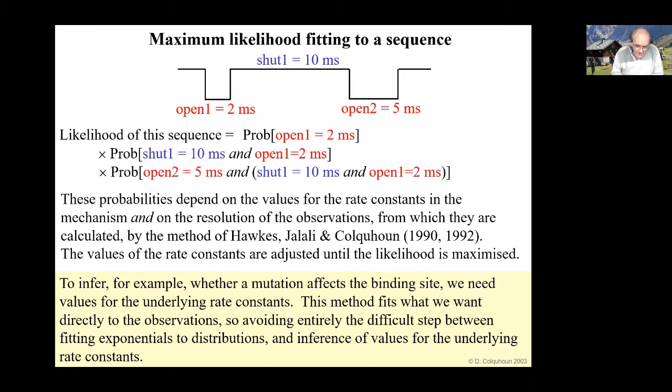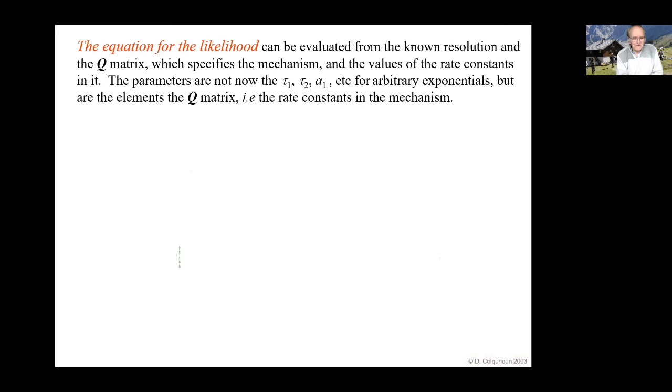And because we've got the rate constants, we can make sensible physical deductions from them. Whether or not the mutation affects the binding site, we need the values for the underlying rate constants for the binding reaction, separated from those for the gating reaction. So this avoids entirely the difficult step between fitting exponentials to a distribution and inferring the value of what we want to know, the underlying rate constants.